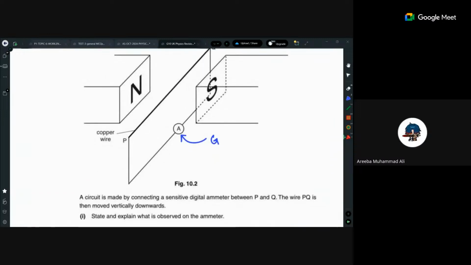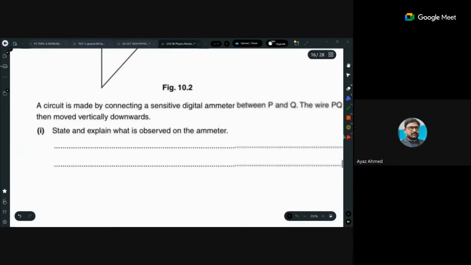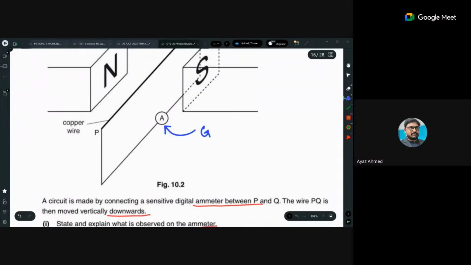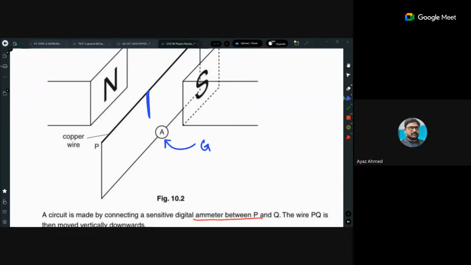Okay, it is said that a circuit is made by connecting a sensitive galvanometer to the wire, and the wire is moved vertically downwards. State and explain what is observed on the galvanometer. You are going to move this wire downward, right? So force is there. Magnetic field is from north to south. So what would be the direction of current in this one?